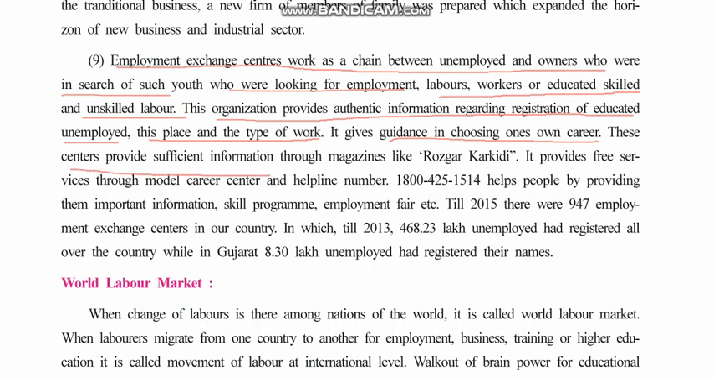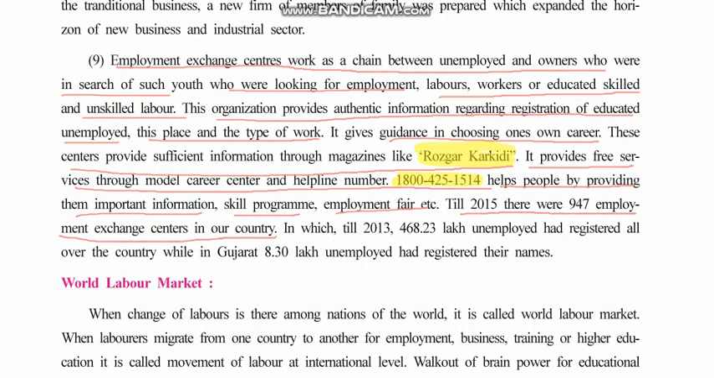These centers provide sufficient information through the Rozgar Samachar. Remember this, this is very important. This is a magazine that is published by them. It provides free service through model career centers and a helpline number. You can remember this helpline number also. They help people by providing important information, skill programs, employment fairs, etc. Till 2015 there were 947 employment exchange centers in our country. Okay, how many?